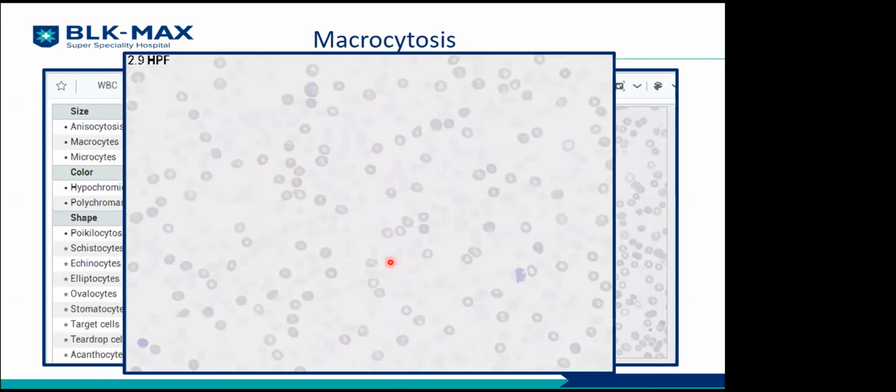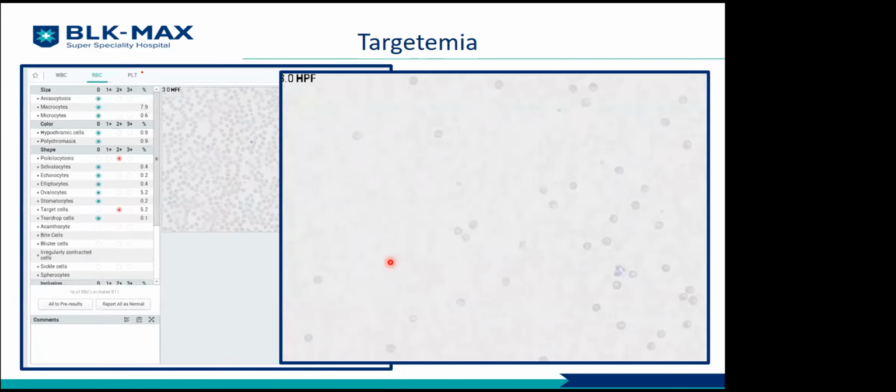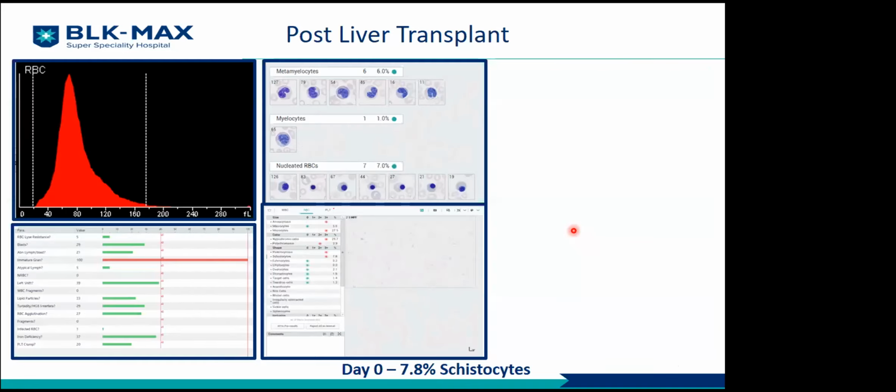And obviously, we got relative percentages as well. Looking at the target cells, as you can see, there is poikilocytosis, which it's picked up, and it's also very distinctly told us that there are target cells over here, and all of them have been highlighted in this image, which I'm showing you in front of your screen.